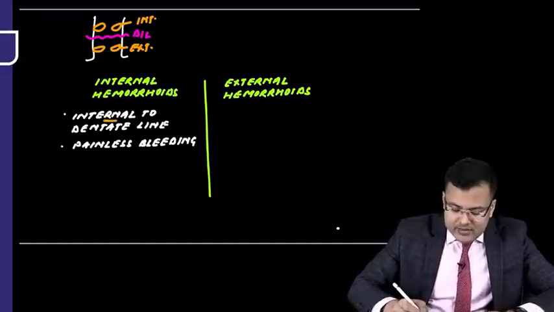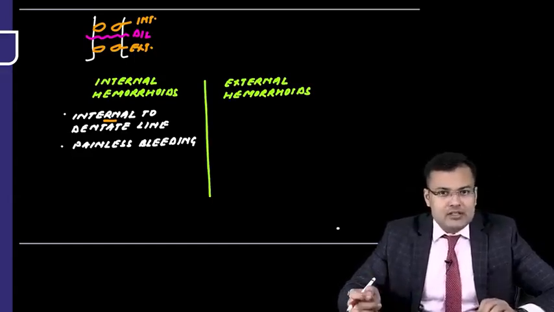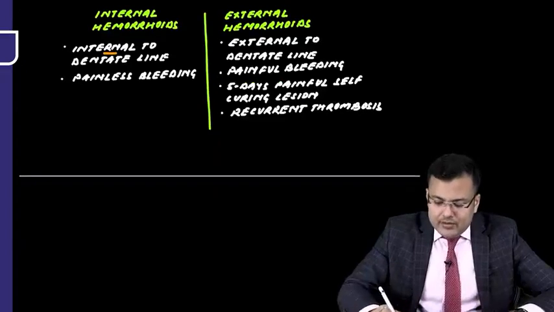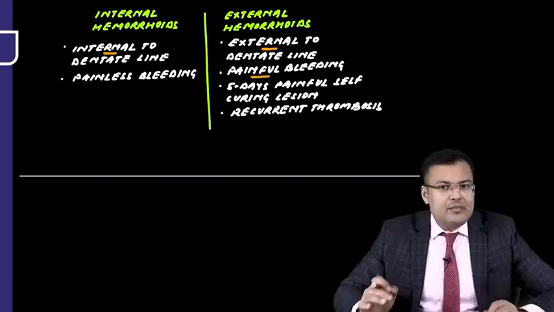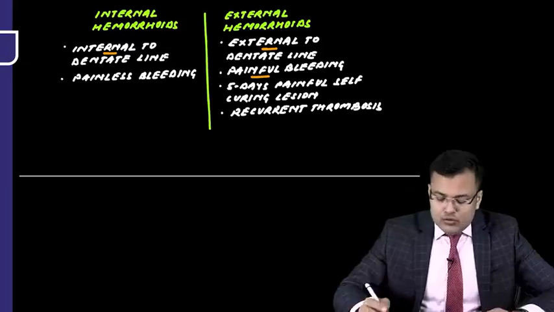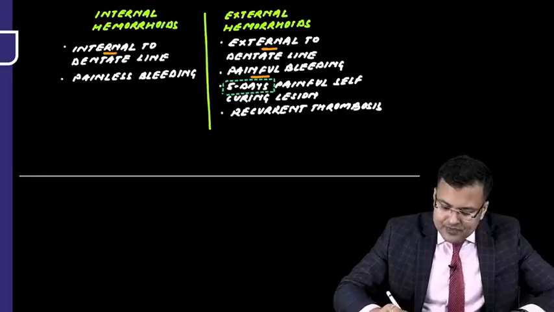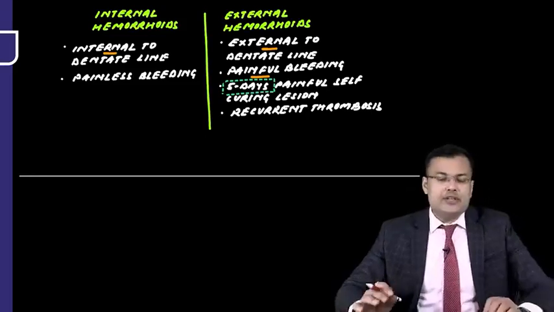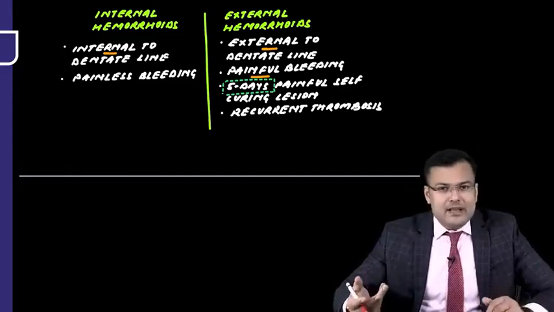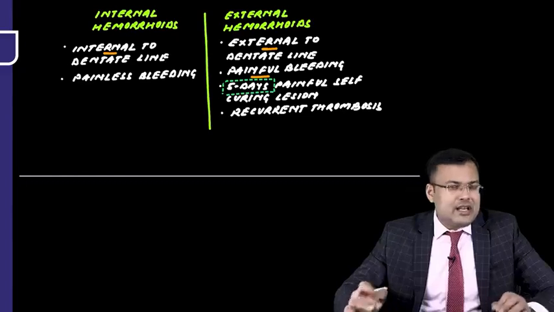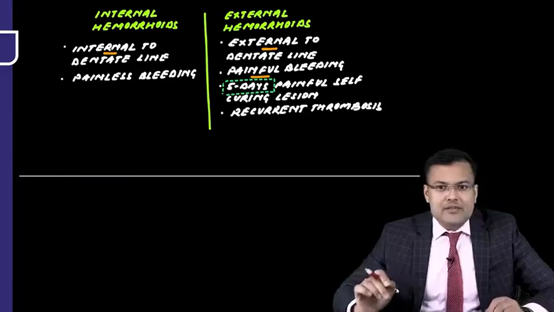And what is the treatment? Treatment depends on the degree. So treatment of internal hemorrhoid depends on the degree, which we are going to discuss very soon. And external hemorrhoid is located external to the dentate line. That's why there is painful bleeding, because it is located in the pain sensitive region. It is also known as the 5 days painful self-curing lesion. Why? Because whenever there is thrombosis, if the patient takes some painkillers, or if the patient is not seeking any treatment, pain disappears after 5 days. So that's why it is a 5 days painful self-curing lesion.